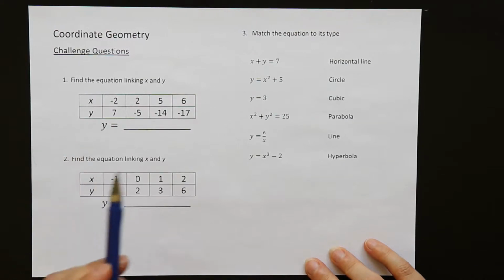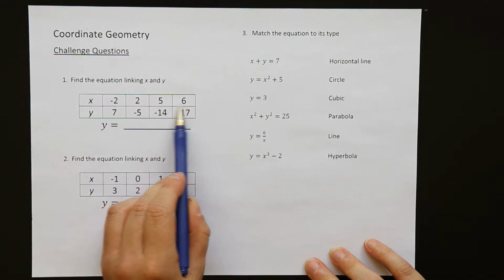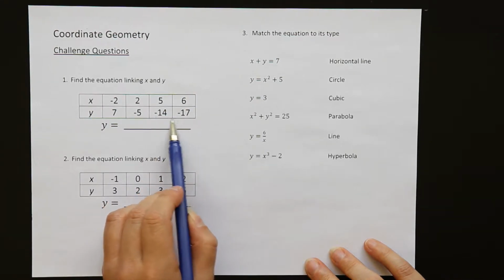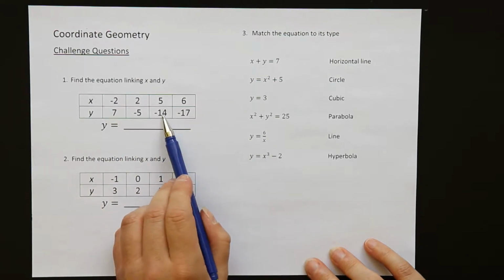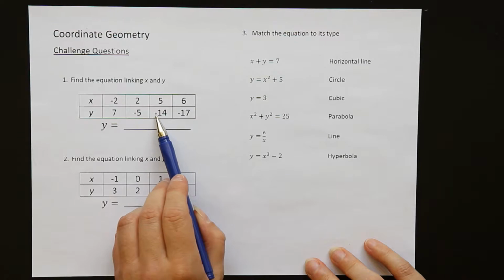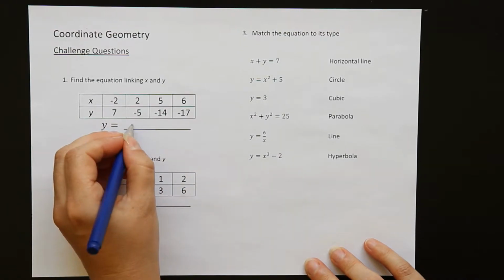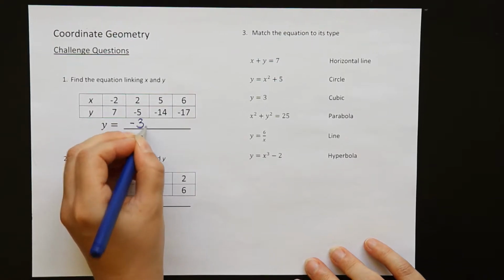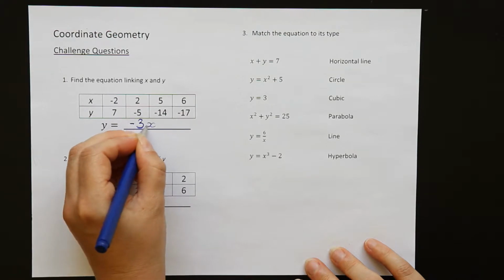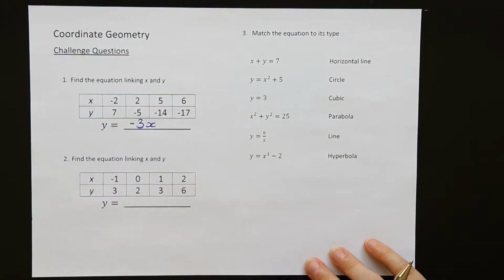But what we do have is that 5 and 6 are two consecutive numbers. So if we just have these two numbers, we can find out how much our y values are going up by. Or in this case, they're actually going down by. We're going from minus 14 down to minus 17, so we're going down by 3. So negative 3x. If this is a straight line, this is what we do, negative 3x.